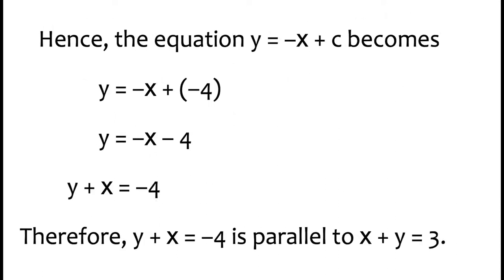Hence, the equation y equals -x plus c becomes y equals -x minus 4, as c is -4, so we replace. You can arrange it having the variables on one side: y plus x gives us -4. Therefore, y plus x equals -4 is parallel to x plus y equals 3.